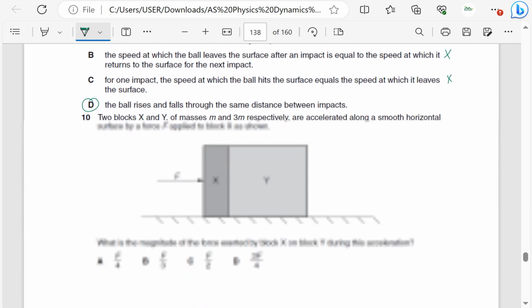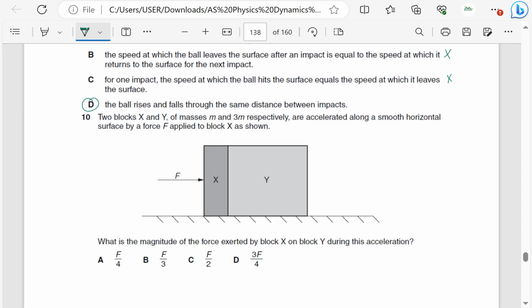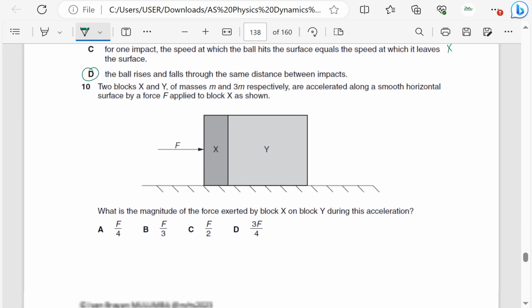Two blocks X and Y of masses M and 3M respectively are accelerated along a smooth horizontal surface by a force F applied to block X as shown. What is the magnitude of the force exerted by block X on block Y during the acceleration?